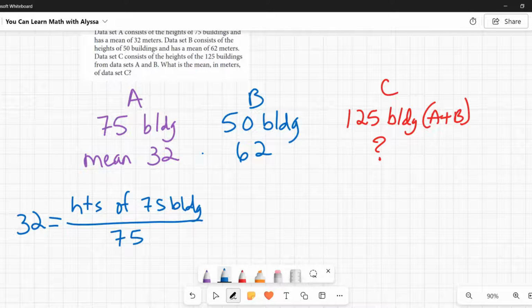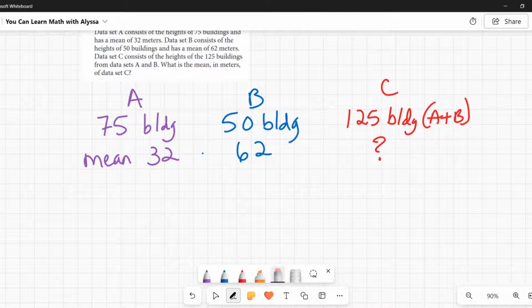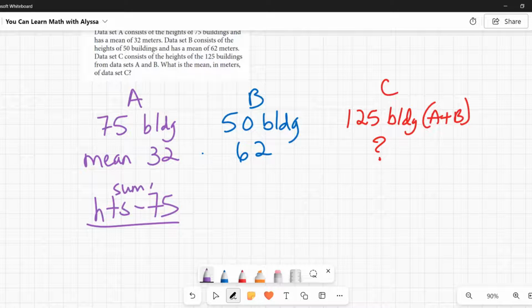So here, for set B, same kind of thing. And you know what? I wrote that in blue. I should have written that in purple. Shame on me. All right, so these are the heights of the 75 buildings. I'm just going to abbreviate it a little more. Added all those together. This is the sum of the heights of the 75 buildings. They divided by the number of buildings, which is 75, and they got the mean of 32. There we go. I love color coordinating things, don't you?